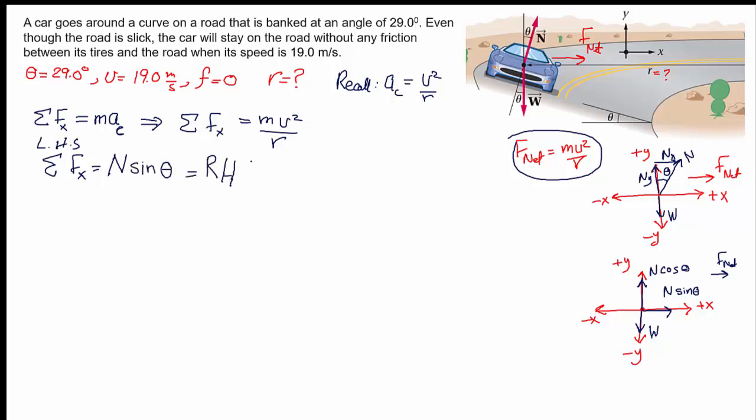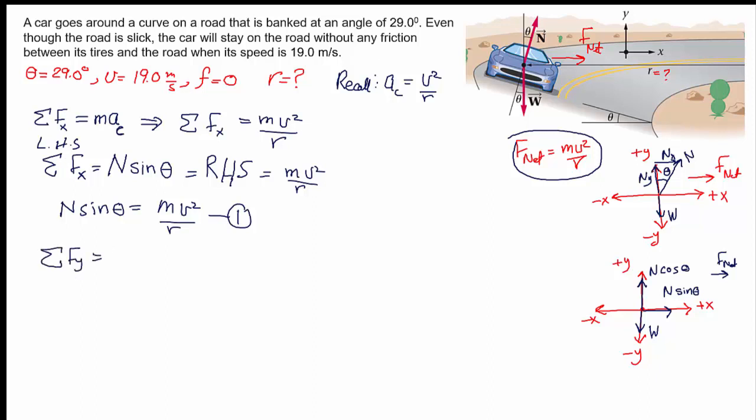This will be equal to the right-hand side of the equation, which is mv squared over r. So we get the left-hand side, which is n sine theta, equal to the right-hand side of the equation, which is mv squared over r. And let's call this equation 1. We applied Newton's second law in the x direction, and we got this equation. Now we need to apply Newton's second law in the y direction.